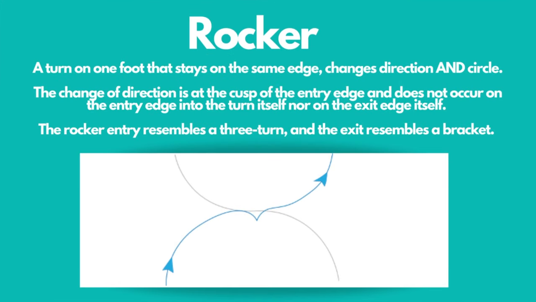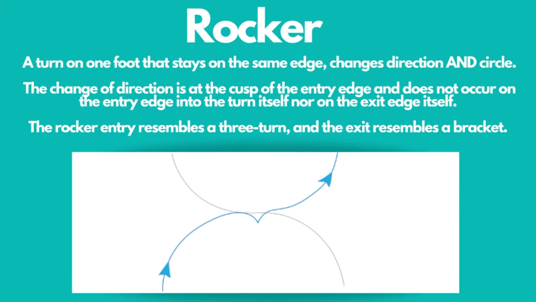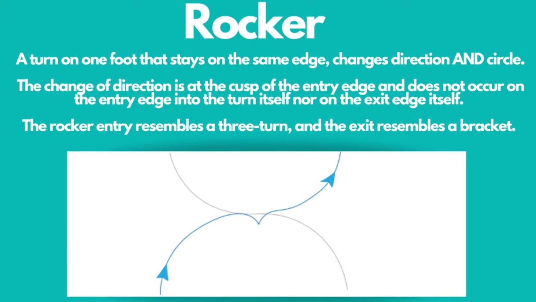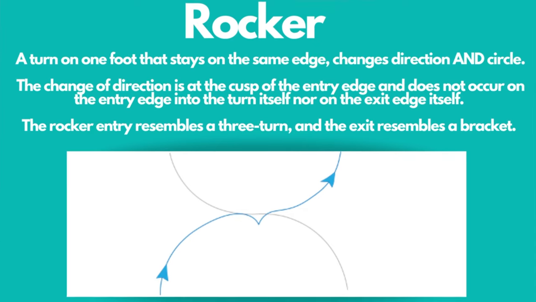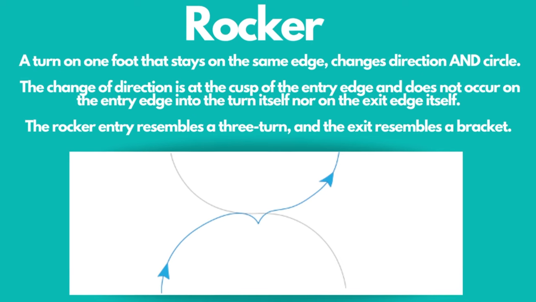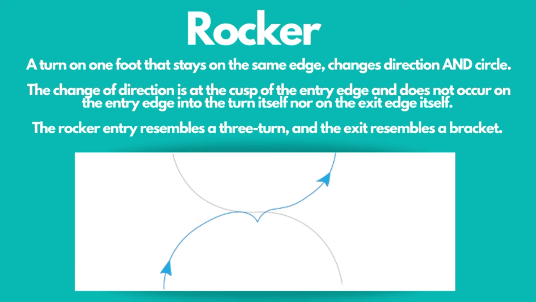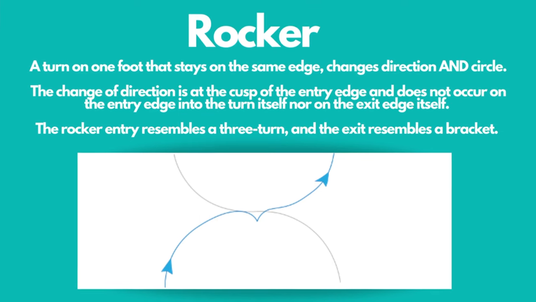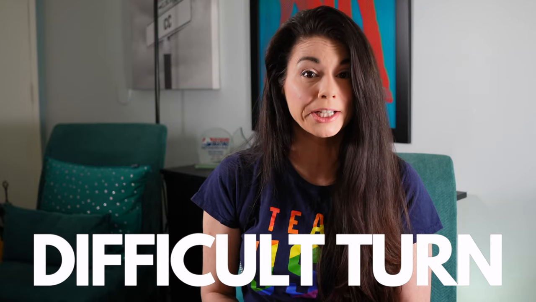Rockers. A rocker is a turn on one foot that stays on the same edge. It changes direction and circle. The change of direction is at the cusp or apex of the entry edge. It does not occur on the entry edge into the turn itself, nor on the exit edge itself. The rocker entry resembles a three turn, and exits look like a bracket. Rockers require quick action during the turn, which is accomplished with the entry rotation, free foot movement, and a strong check on the exit. Rockers can be forward to backward, backward to forward. Rockers are also considered a difficult turn in IJS scoring.